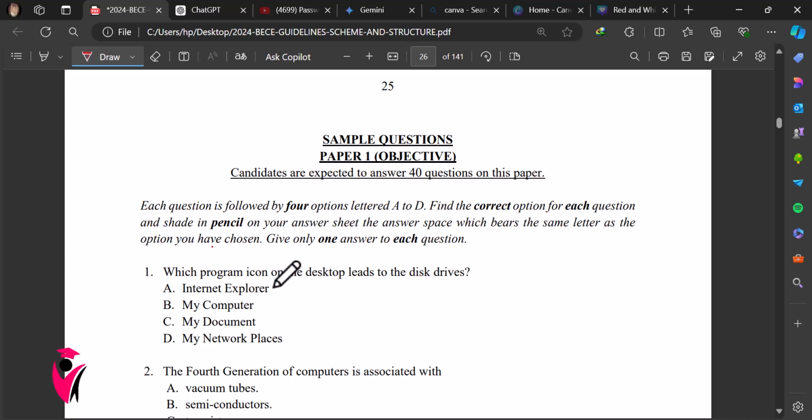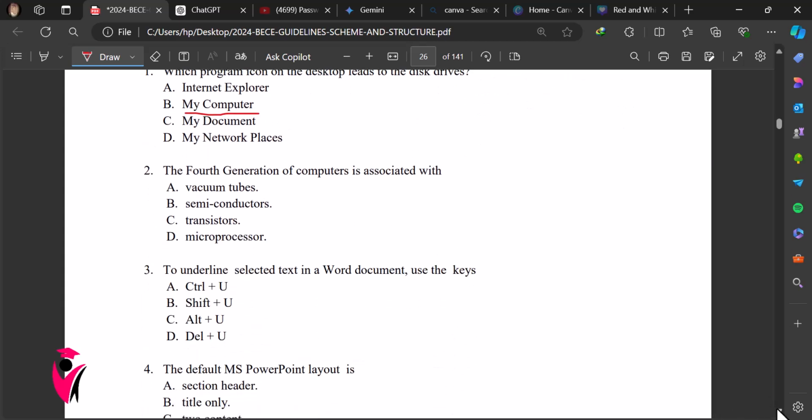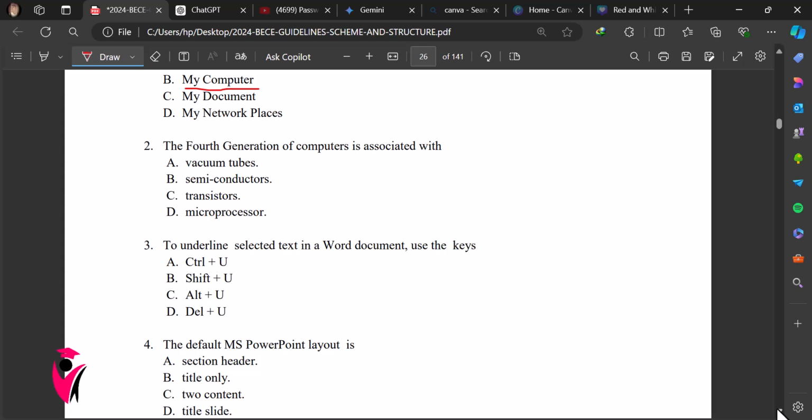A is Internet Explorer, B My Computer, C My Documents, and D My Network Places. And the correct answer is what? Is B, My Computer. Now number 2, the fourth generation of computers is associated with A, vacuum tubes, semiconductors, transistors, and microprocessors. The answer is D.